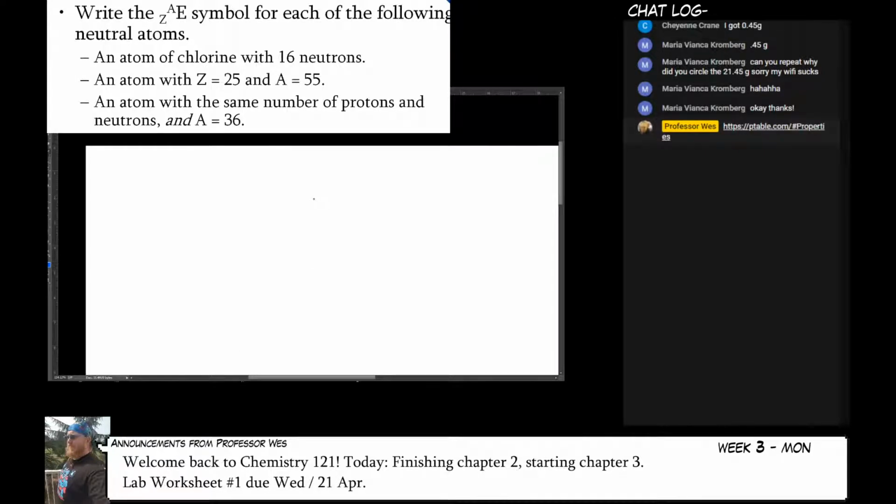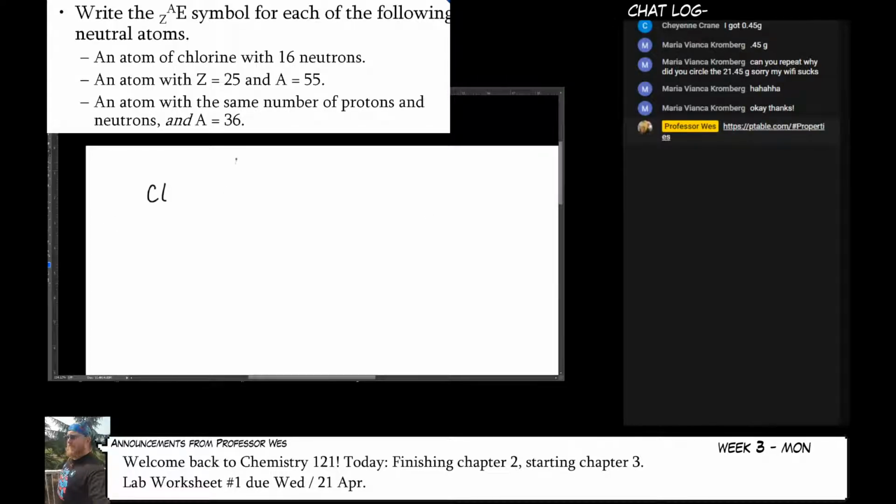All right, so I want an atom of chlorine with 16 neutrons. So first thing I've got to do is write down chlorine. So the symbol for chlorine is Cl. That should be a lowercase l. Just make sure that you write that correctly. You don't write Ci or something like that. This is something that I see commonly. There is no such thing as capital C capital I. So just be aware of that. C lowercase l. And then I'll look on the periodic table. Chlorine is element number 17.